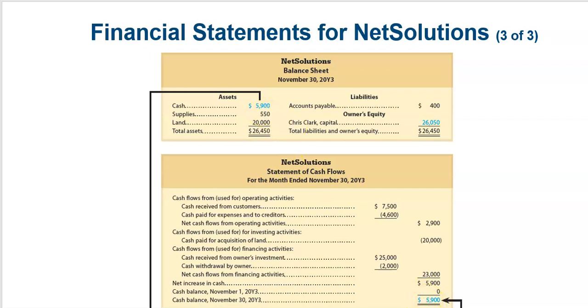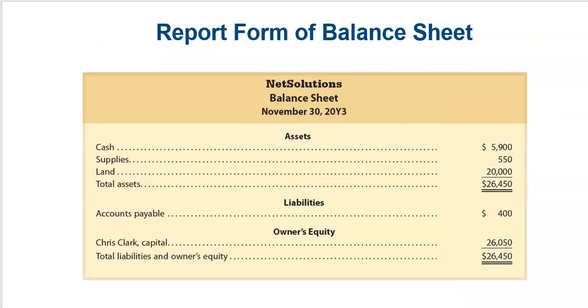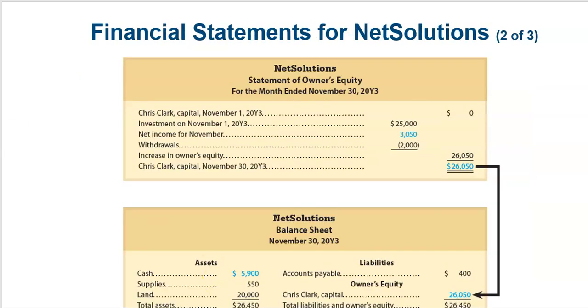All right, sometimes you'll see the balance sheet, instead of it being all the assets on the left and the liabilities and owner's equity on the right, as we presented it, let's see right here. See how our assets were on the left and our liabilities and owner's equity were on the right, so that we can easily see that we're in balance. Assets equal liabilities plus owner's equity.